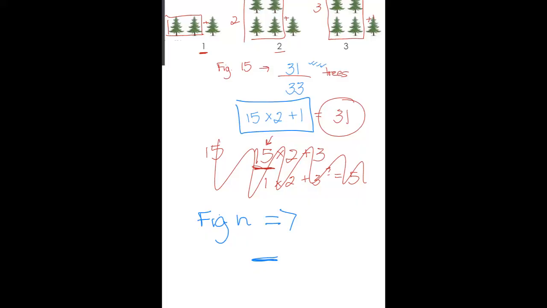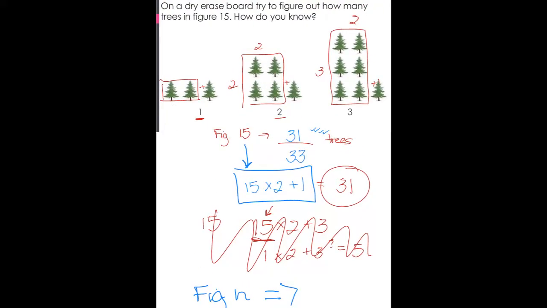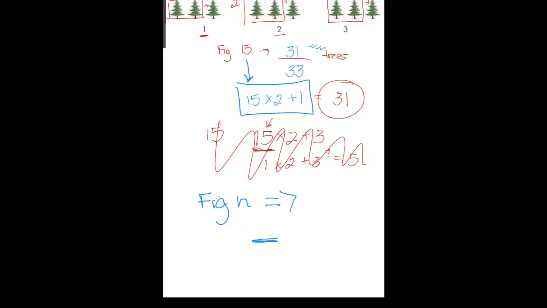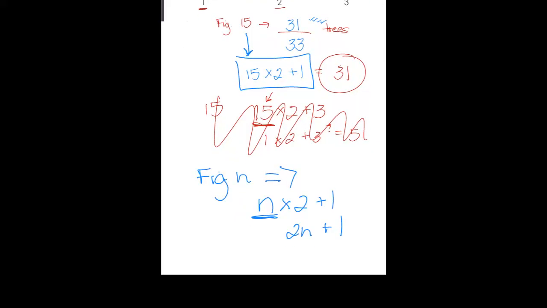So if figure 15 is 15 times 2 plus 1, figure 1 was 1 times 2 plus 1. Figure 2, 2 times 2 plus 1. Figure n would be, anyone? n times 2 plus 1. Or simplifying, 2n plus 1. Does that make sense? I always feel like people are so afraid of the algebraic expressions. Does that make sense to you? Okay.